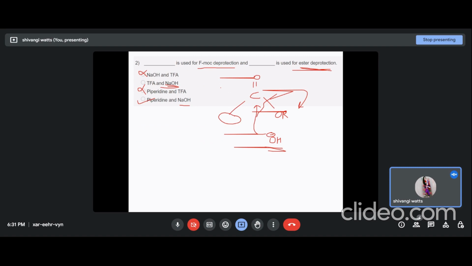Moving to the next question: dash is used for FMOC deprotection and dash is used for the ester deprotection. The first option is NaOH and TFA, second is TFA and NaOH, third is piperidine and TFA, and the fourth option is piperidine and NaOH. If you want to deprotect the ester, you need a base. It means we can eliminate the first and third options. Now we are left with the second and fourth options. Piperidine is used for FMOC deprotection and NaOH is used for the ester deprotection. So the fourth option is the right option.